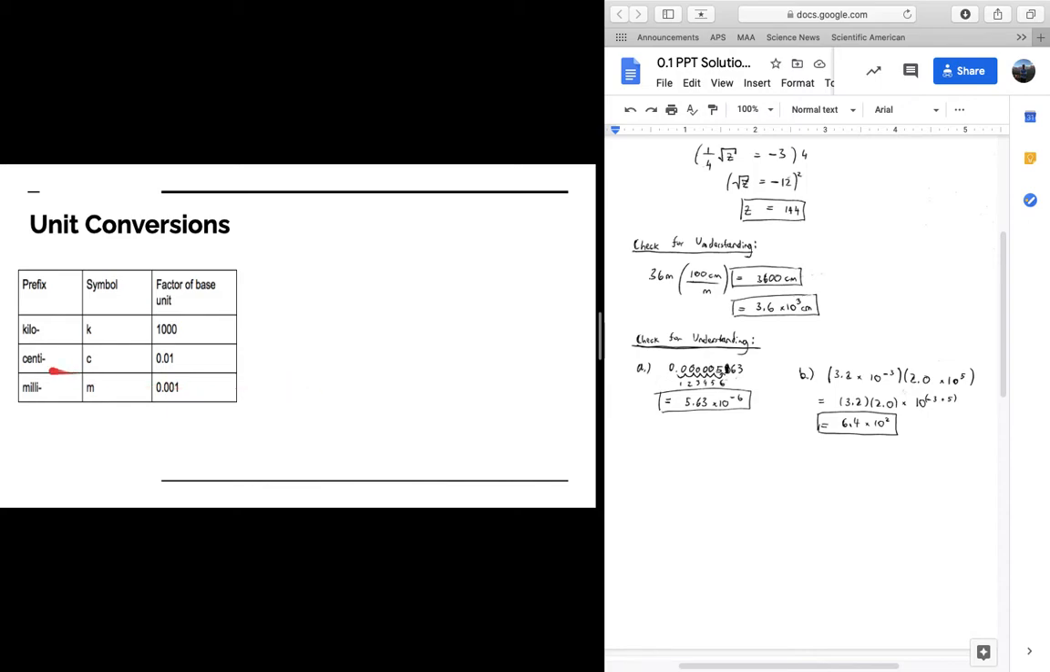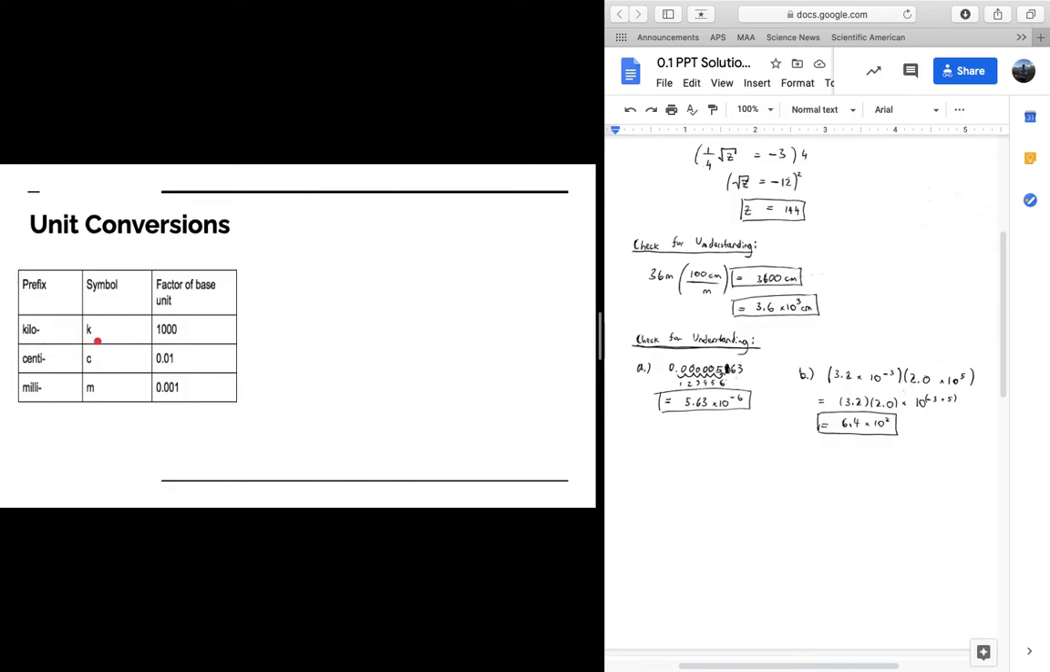So now let's look at unit conversions, okay? There are three main prefixes that we need to know in physics in terms of unit conversions. The rest, such as nanometer, picometer, decimeter, all that stuff, they are used, but they're used less frequently. And we're going to focus on practicality here. So in terms of practicality, the three most used in physics are kilo, centi, and milli, okay?